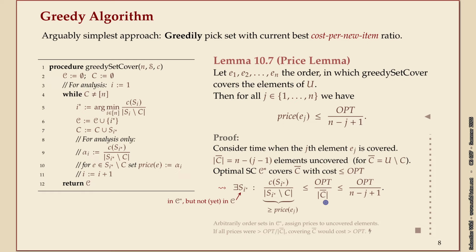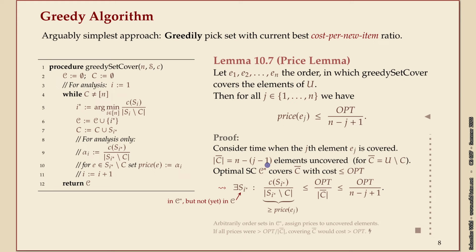Well, then if you take this average cost per element and sum it over all the remaining elements, it means that you would need strictly more than opt divided by C bar cost if you sum it up over all those C bar elements. You would require strictly more than opt to cover just the remaining elements, but the optimal solution covers all of them at cost at most opt. So that's a contradiction. So we always find a set Si star where the cost per new item ratio is at most opt divided by C bar.